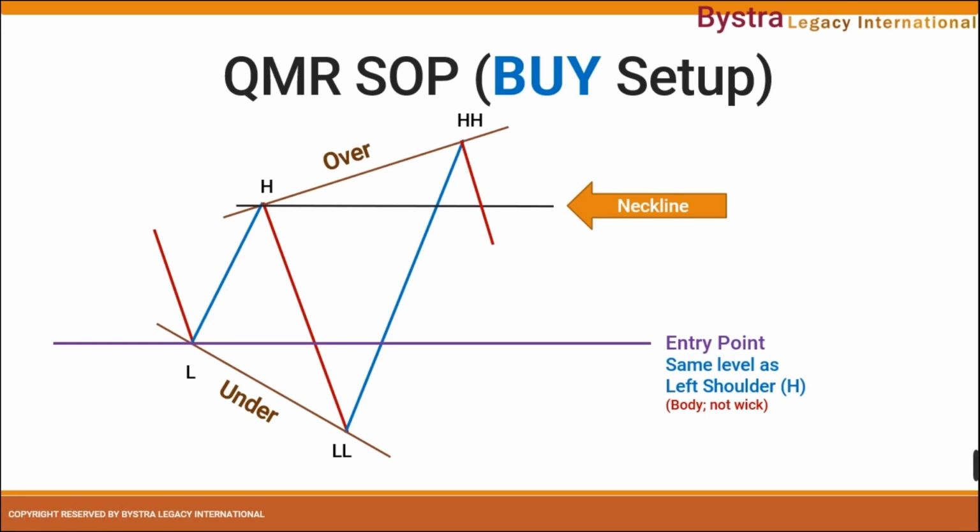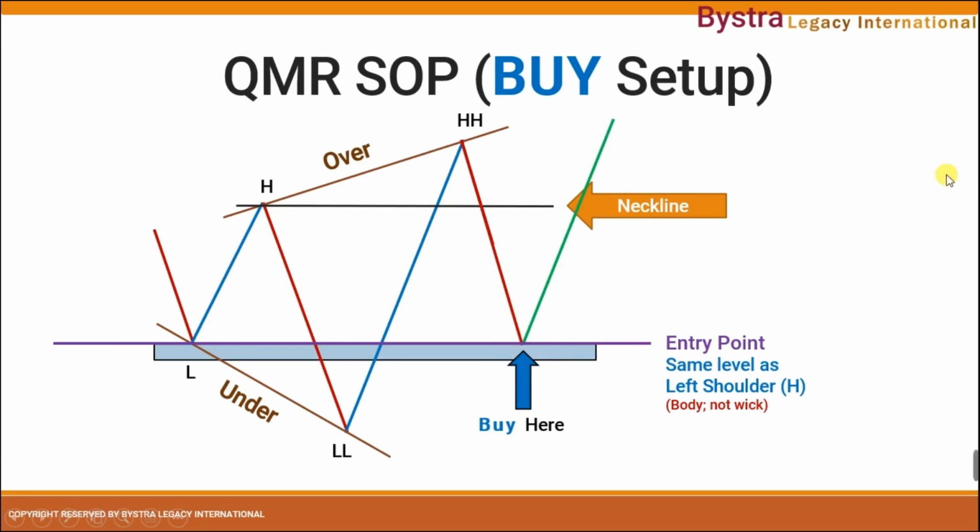Next thing we should do is mark the entry point at the same level as the shoulder on the left side, at the body and not at the wick. We mark the zone all the way to the wick so it's easy for us to monitor. So we'll set our pending order at this entry point here. When price comes back to this area, it will continue to go upwards. So remember, once again, it must always be on a quick retest.